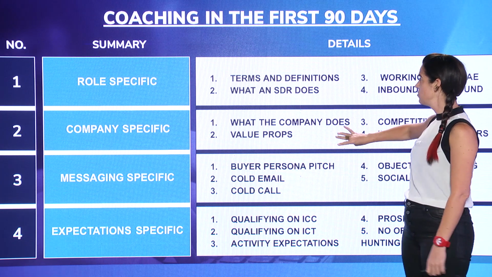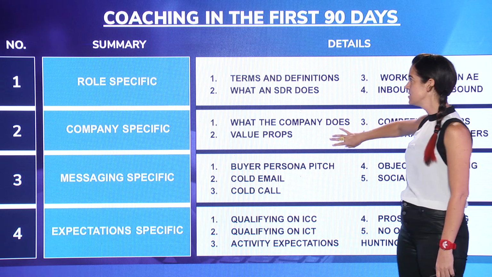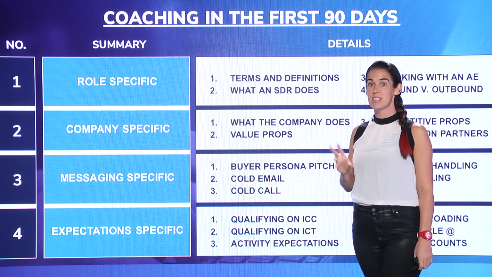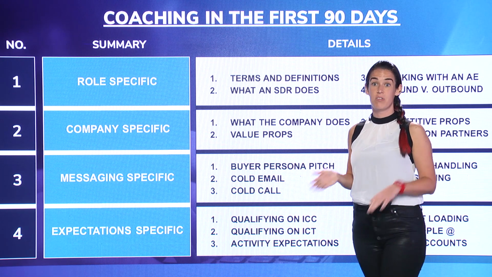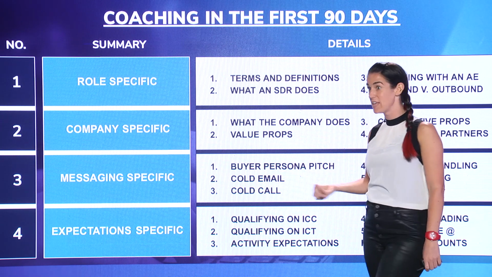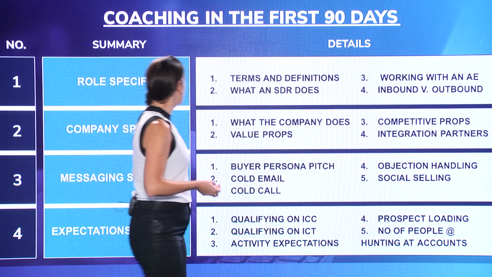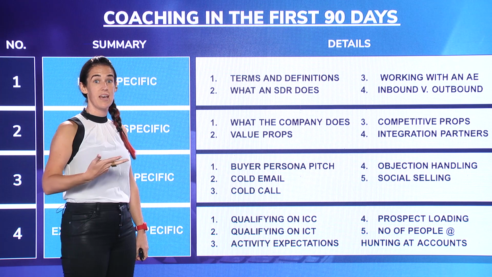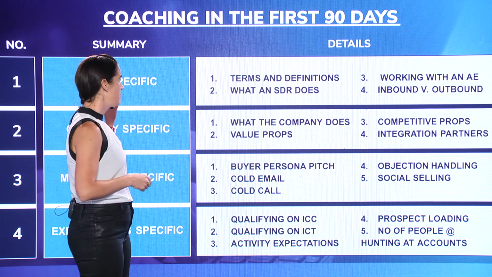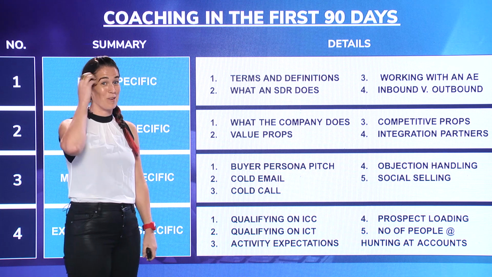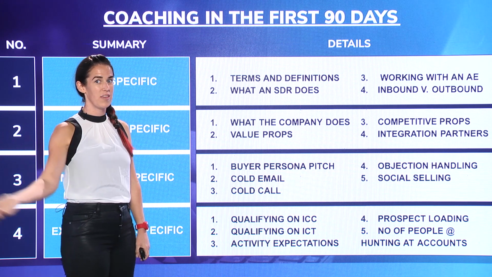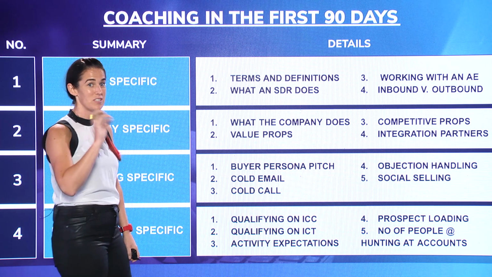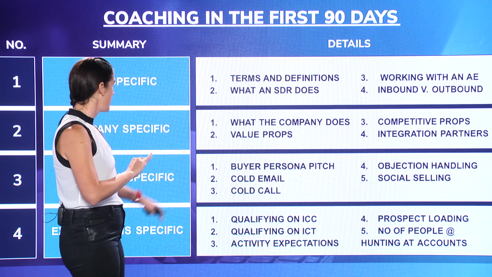So the four things that you can coach on in the first 90 days are role-specific, company-specific, messaging-specific, and expectation-specific. I limited it to the things that you can truly coach on, things that you can train on and then reinforce so that they can get better at this item, not just a one-time learn. For role-specific, I put terms and definitions, what an SDR does, working with an account executive, and inbound versus outbound. This should be a very short coaching if they don't get this right off the bat. It's usually not an ongoing thing that they learn more and more of terms and definitions or what an inbound and outbound rep does. Usually this is a one-stop shop, but I put it up there just in case.